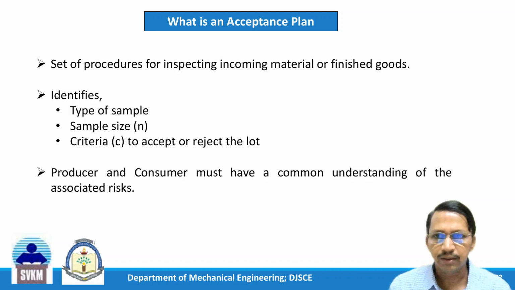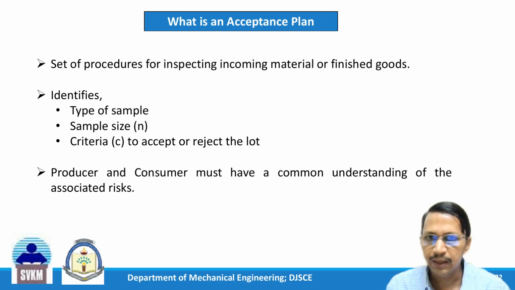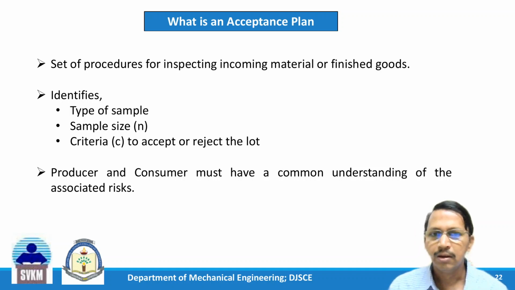What is an acceptance plan? It is a set of procedures for inspecting incoming material or finished goods. What does it do? It identifies the type of sample, the sample size, and the criteria to accept or reject the lot. That is acceptance number C, sample size n. It will also consider producer's and consumer's risk. So for that purpose, the producer and consumer must have a common understanding of the associated risk.